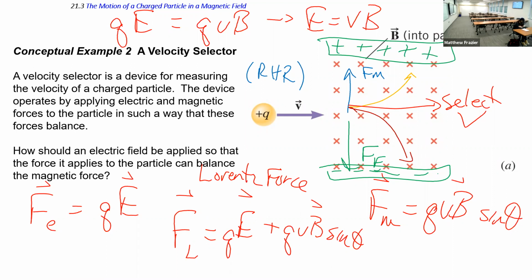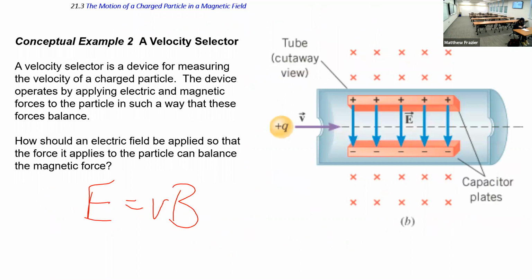And what we suggested was a setup where the electric field was perpendicular to the velocity and to the magnetic field, such that the magnetic field would point up and the electric field would point down, for example. And so that will select velocities where your electric field is just that velocity times the magnetic field. If it's too fast, the magnetic force is too large. If it's too slow, the electric force is too large.